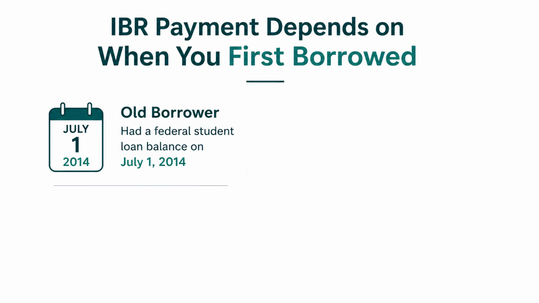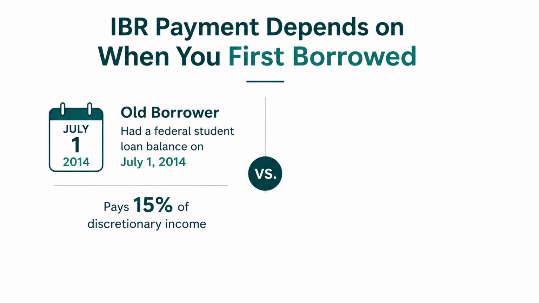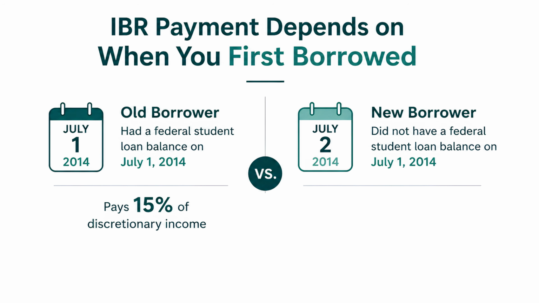I hate the name of that. I feel like it's kind of insulting, but nonetheless, an old borrower, you pay 15% of discretionary income. Now, if you didn't have a federal student loan balance on that exact day, you're a new borrower on IBR and you only have to pay 10% of discretionary income. That's a pretty big difference in your monthly payment based solely off of when you first started borrowing federal student loans.